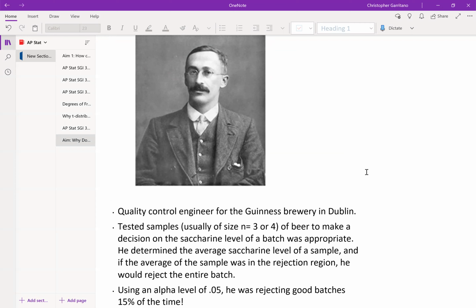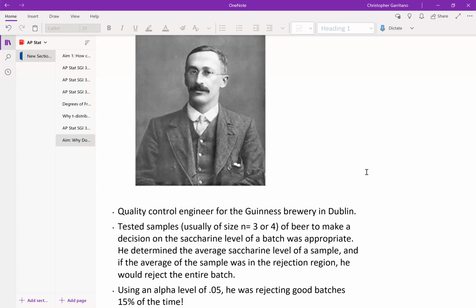So that's just a type of beer. And the idea was that he was hired to test the saccharin level in this beer. He wanted to make sure that the batches had the appropriate level. They didn't want it to be too high. They didn't want it to be too low.